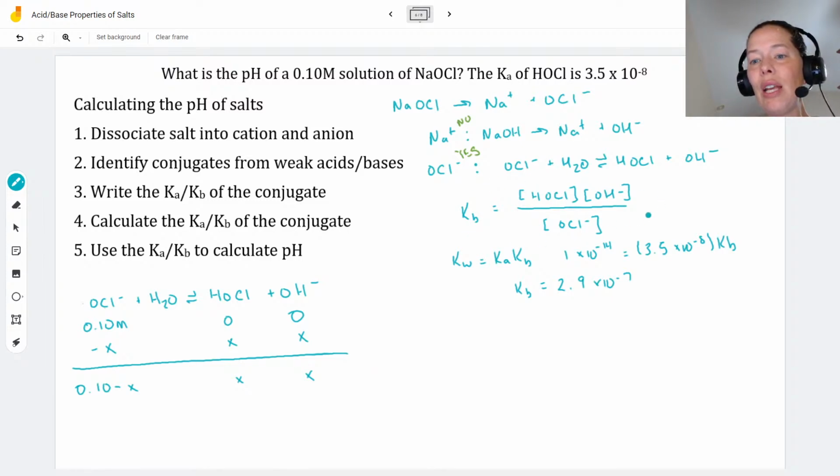So I am using this Kb here. Again, we have the value for Kb. So Kb is equal to the concentration of my hypochlorous acid, which is just X, multiplied by my concentration of hydroxide, which again is just X. And all of this over my concentration of hypochlorite, which is 0.1 minus X.